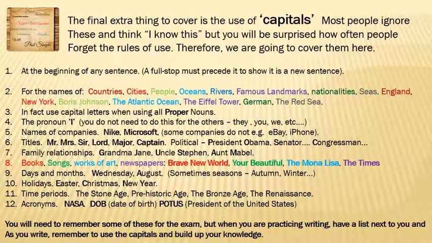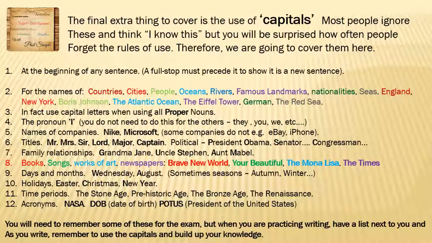Acronyms: NASA, North American Space Agency; DOB, date of birth; POTUS, which has emerged recently, President of the United States. These are called acronyms. We always put these in capital letters. There are hundreds and hundreds of them. So don't worry too much, but your essay might have one.